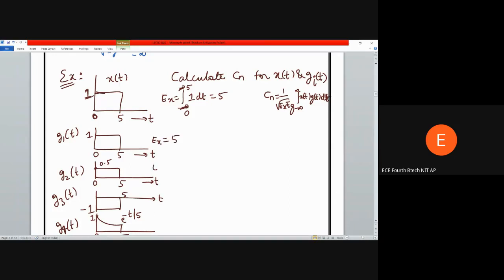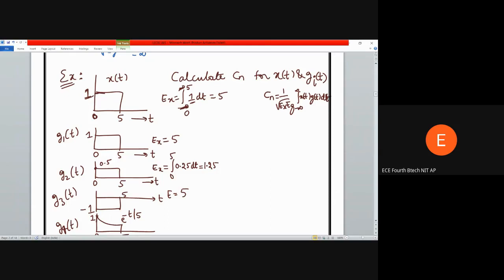And here you'll be having Ex equal to the integral from 0 to 5 of 0.5 whole square, because this is x square of t dt. So 0.5 whole square is 0.25. So 0.25 dt, you'll be having 0.25 multiplied by 5. That means 1.25. Likewise, if you try to calculate the energy of this signal, it will be minus 1 whole square, so it will be 5.